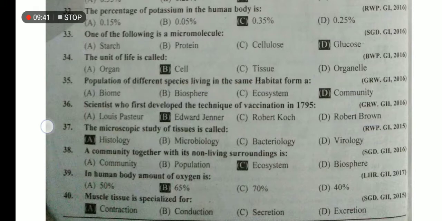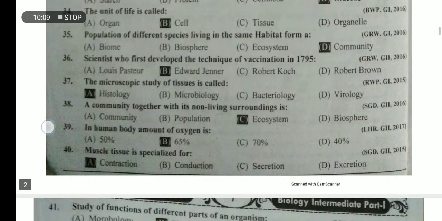The scientist who first developed the technique of vaccination in 1795 was Edward Jenner, and Louis Pasteur was the scientist who developed actually the antibiotics. Robert Brown and Robert Koch were the initial scientists who were involved in the discovery of the microscope and discovery of the cell. The microscopic study of tissues is known as histology.